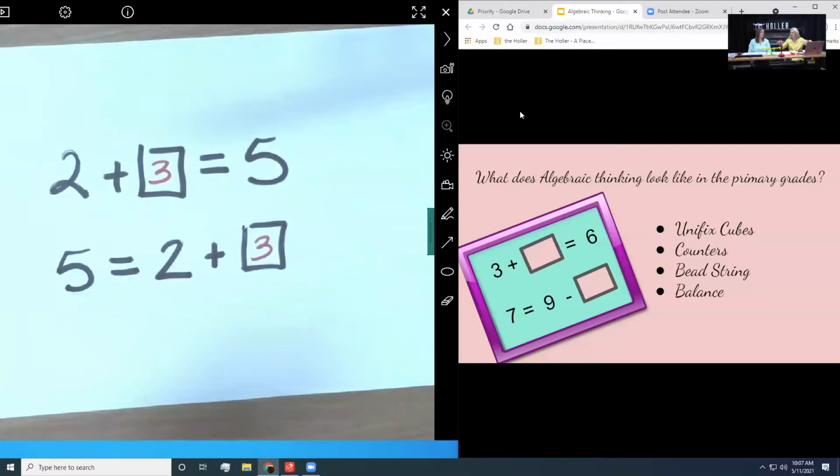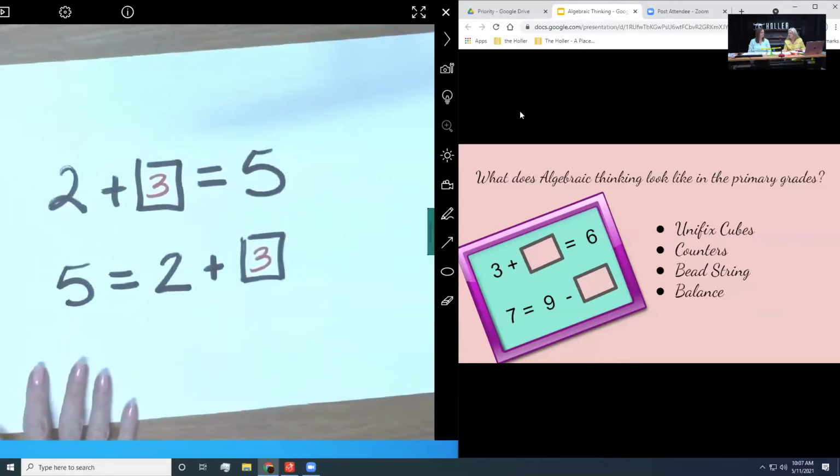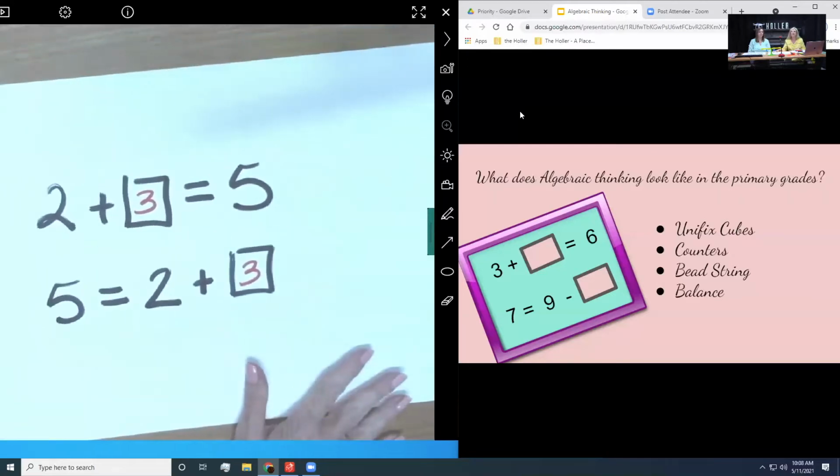That's called a primary balance. You could use that with the kiddos early on. And I'm not saying that these concepts can't be done with older kids. You have to meet the kids where they're at.